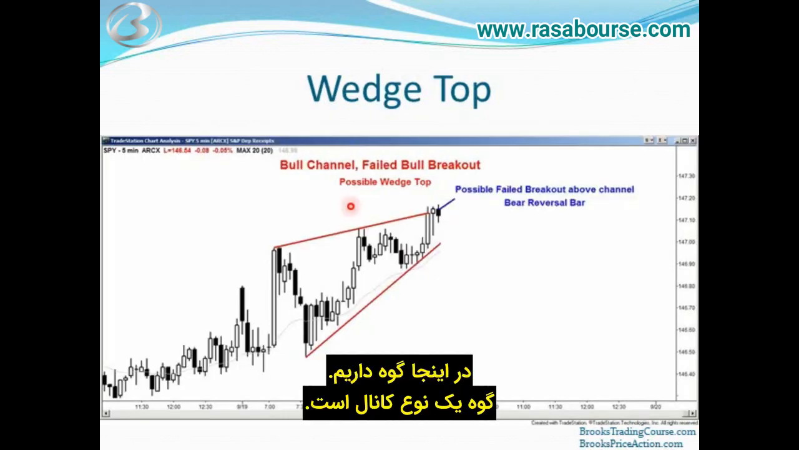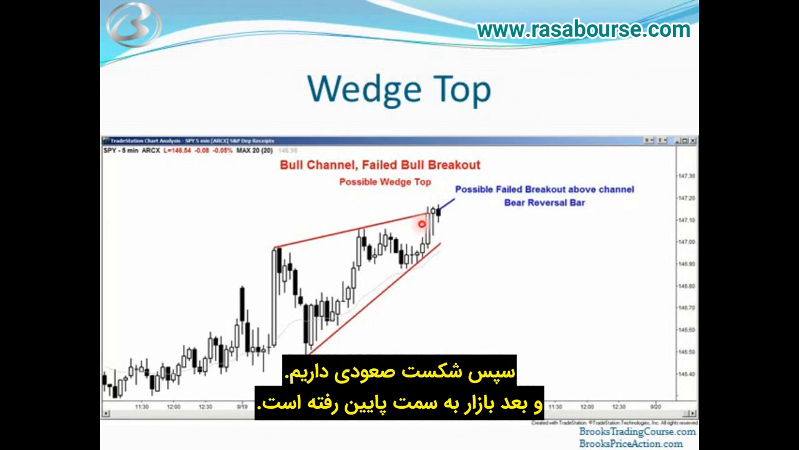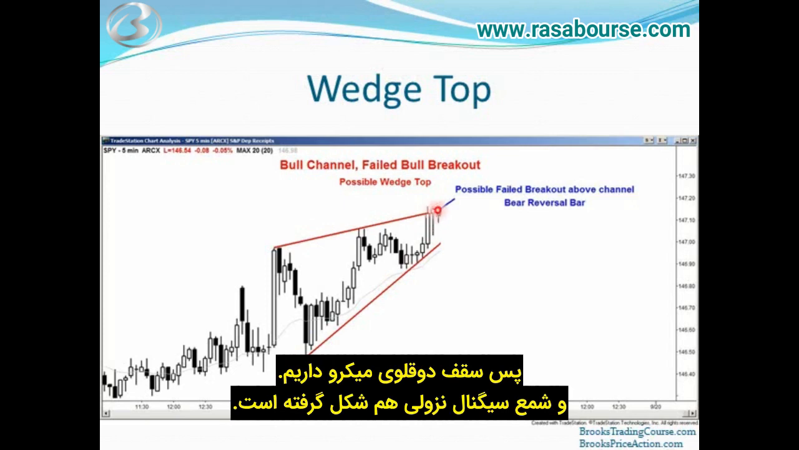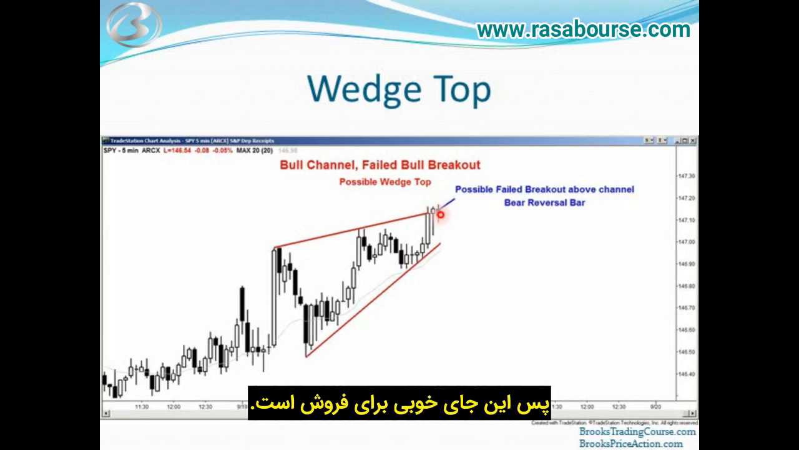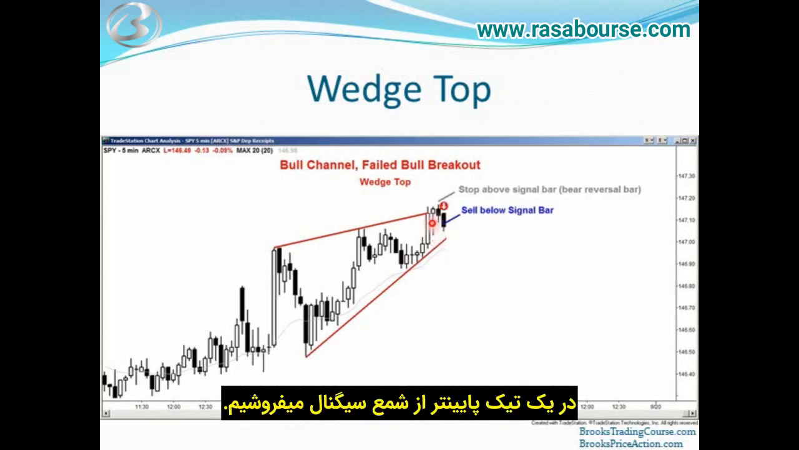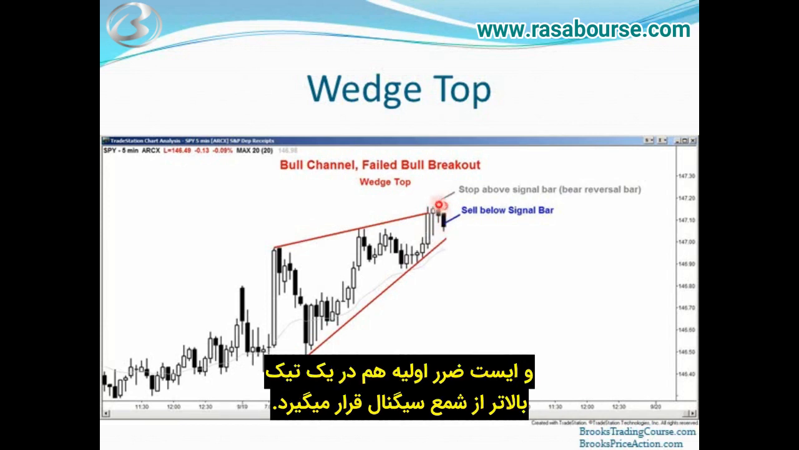Here's a wedge. A wedge is a type of channel. We have a bull breakout, and we went down, and then we went up again, and we're going down again. So we have a micro double top, and we have a bear signal bar. So that would be a reasonable short. You'd go short at one tick below the bear signal bar, and your initial stop would be one tick above the top of the signal bar.